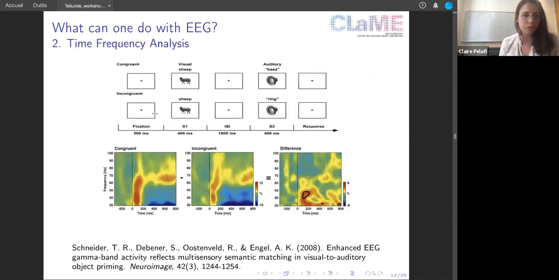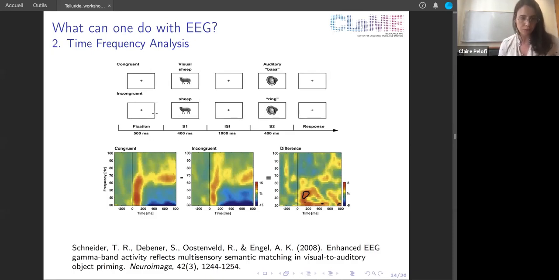So in this particular study, they used such a time frequency analysis to look at the response to this particular stimulus paradigm. So it was like a semantically congruency priming effect. What they did is that they presented a sheep visual image and a sheep sound, like a bay, and same for a bell. That was either also an image of a bell and the ring going together.